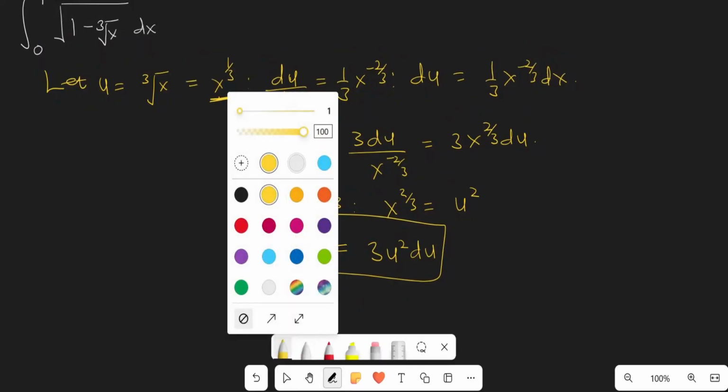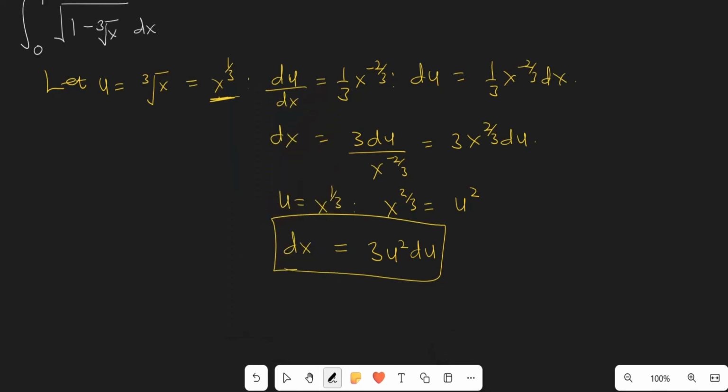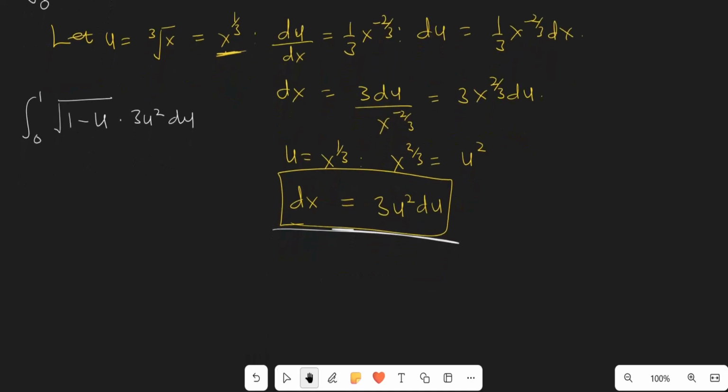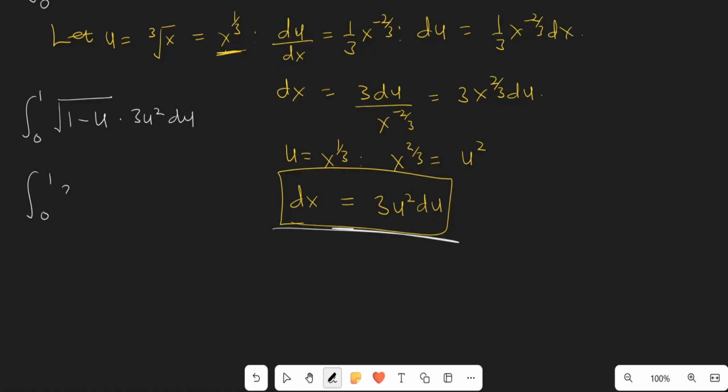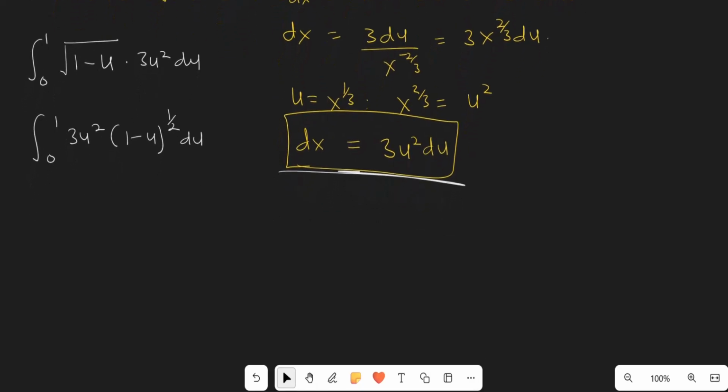So really, we can now take our integral from the x world into the u world. That will be the integral from 0 to 1 of the square root of 1 minus u, times dx. What is dx? dx is 3u squared du. So that is the integral from 0 to 1 of 3u squared times 1 minus u to the power 1/2 du, because the square root is the same as to the power 1/2. 3 is a constant, so it can go in front: 3 times the integral from 0 to 1 of u squared times 1 minus u to the power 1/2 du.